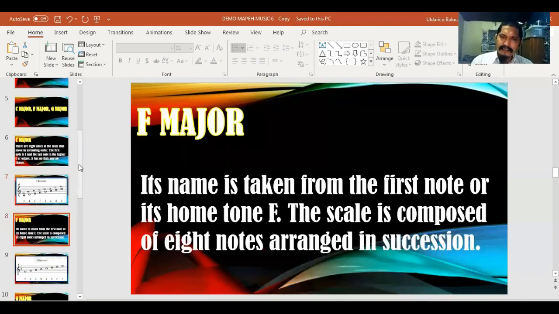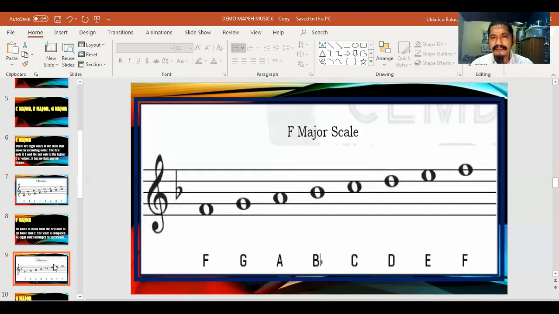Now the next one is F major. Its name is taken from the first note or its home tone F. The scale is composed of 8 notes arranged in succession. Now this is the F major.